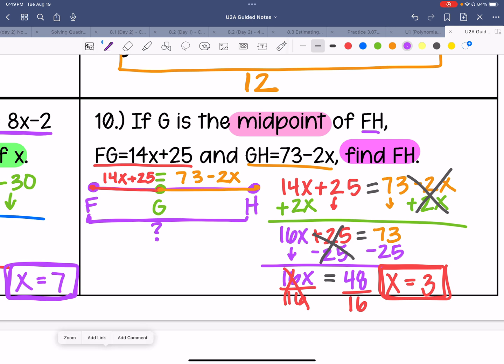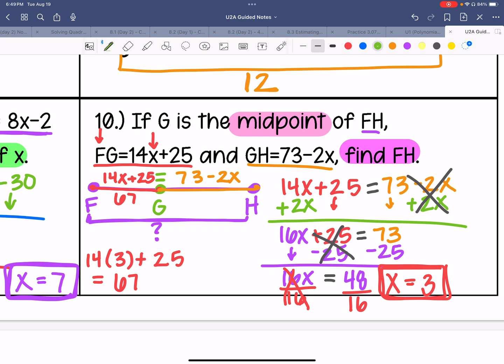How are we going to find that? Well, we are going to plug x back into one of our equations. I'm just going to go ahead and plug it back into this FG equation right here. So when I do that, I plug in 3, because now I know that x equals 3. Where this x was right here, now it's going to be a 3. And throw all of that into my calculator and get that the length of this segment is 67.